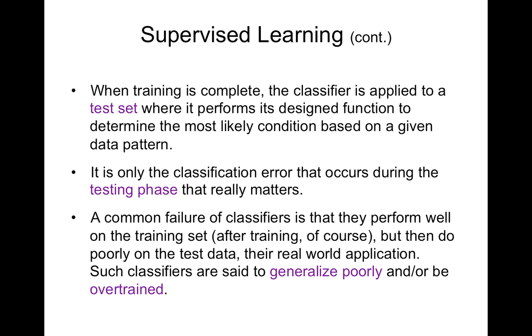So when the training is complete, basically the classifier is applied to a test set where it performs its function to determine the most likely condition based on a given data pattern. And then basically the classification error that occurs during your testing phase is the one that really matters. Now, one common problem with classifiers is that they will perform well on the training set, but then do poorly on the test data, which is the real-world application. So we say that those classifiers generalize poorly and/or they are overtrained. Sometimes people will say that the data set has been overfitted.